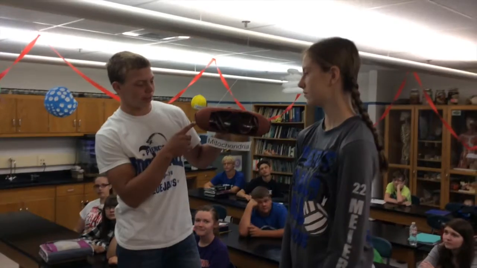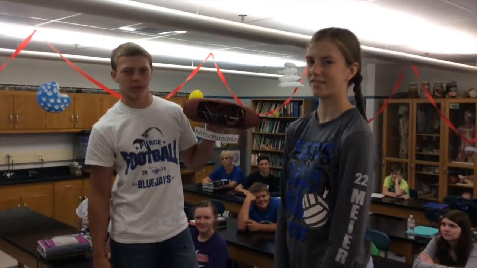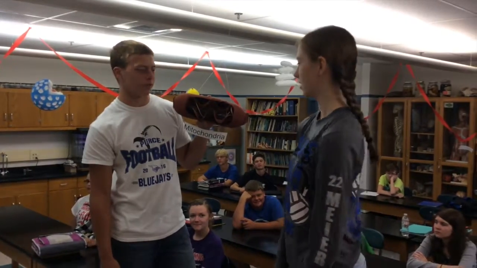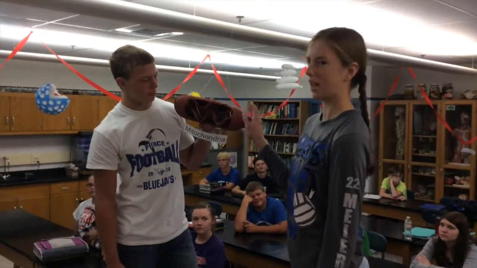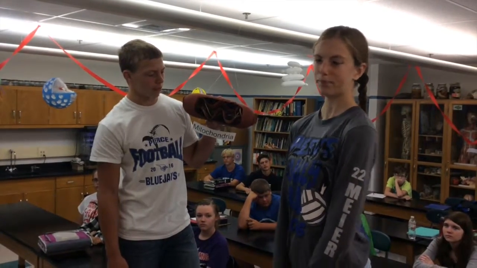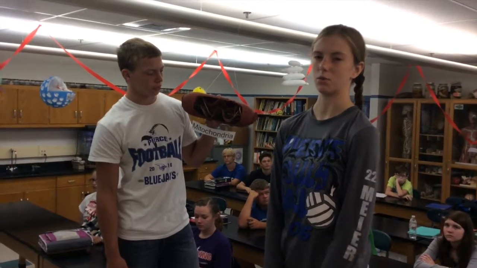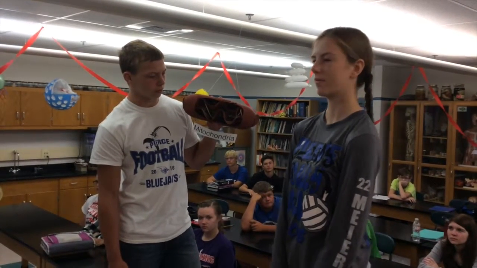Okay, this is our mitochondria, and it's shaped like a hot dog. And its function is to produce energy for the cell through cellular respiration. This is the outer membrane, and this is the inner membrane that is folded, and it's called the cristae. And the folds give it more surface area, which means that there's more space for reactions to occur.